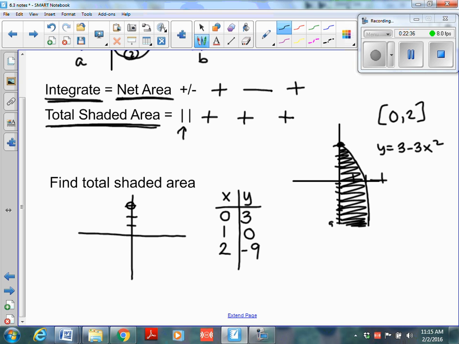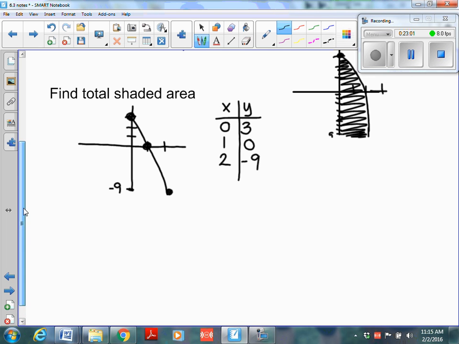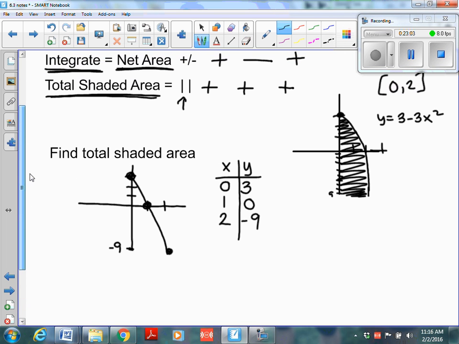It looks like this. I'm just going to put this as a negative 9. It looks like a parabola. It's supposed to be rounded, but that's what it looks like. And what they want is this total shaded area right here. But this is where it gets confusing, so you gotta be listening. This is very complicated for some people.